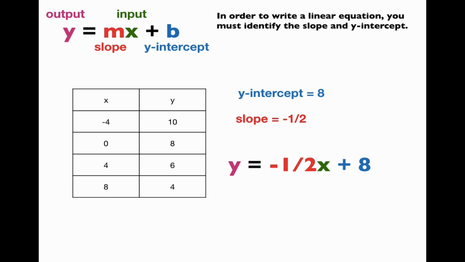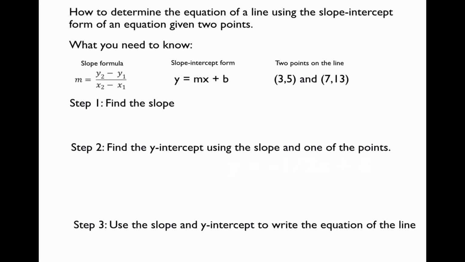However, what happens if all we have are 2 points on a line and no y-intercept? Well, what can we do? Well, remember, you have to identify the slope and the y-intercept. So as long as you have a minimum of 2 points, you can calculate the slope using the slope formula. So let's do that now. y2 minus y1 over x2 minus x1. And that gives us a slope of 2.